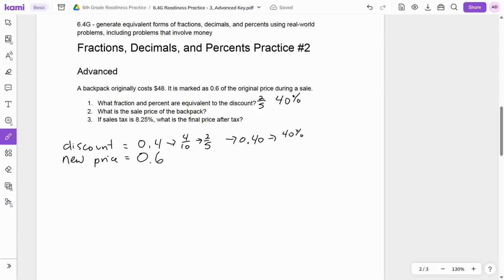That's the new price. What is the sale price? Well, let's take that 6/10 and multiply that by 48, and that's going to be 48, 24, 28. All right, so that's going to be $28.80. And then we have a sales tax of 8.25.